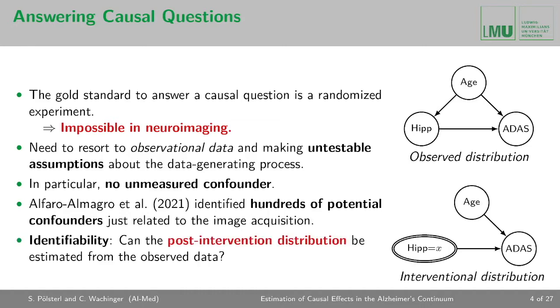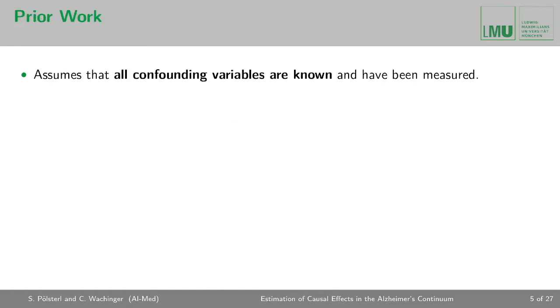Before we can begin to estimate causal effects, we now need to determine whether the post-intervention distribution can actually be estimated from our observed data. This is called identifiability. In contrast to our work, previous neuroimaging studies only focus on a scenario where all confounders are known and have been measured.